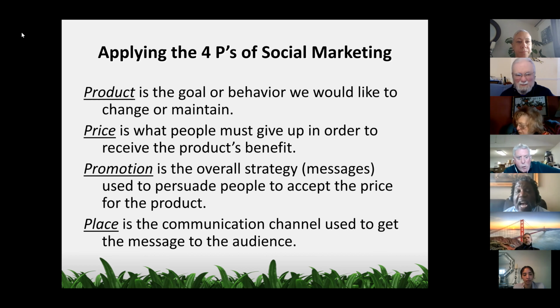The promotion is how you get the message out, to persuade people to accept the price of why they should make that change. And then the place: what's going to be the communication channel? What are you going to use to make substantive change around this whole issue? So that's what the four P's of social marketing are, and that's what it's really about.